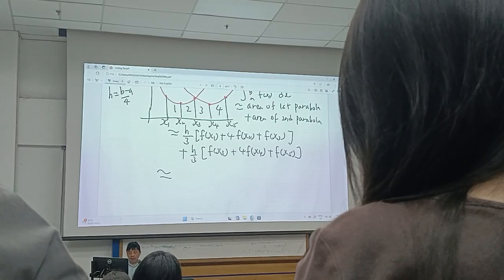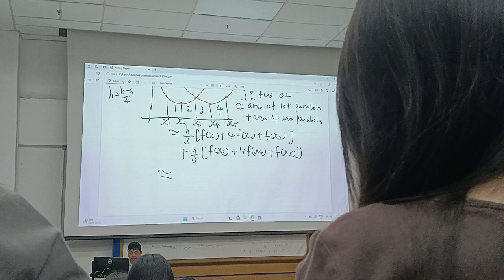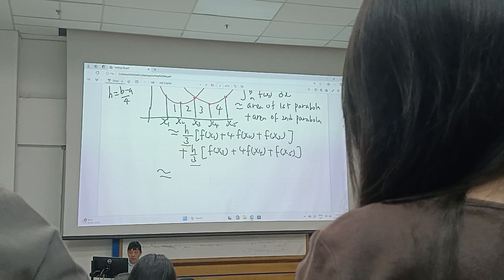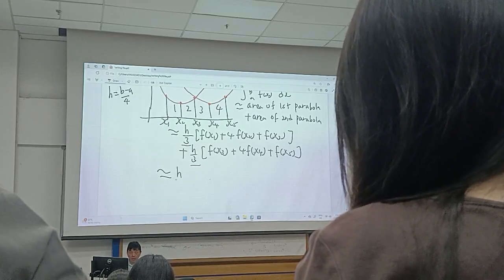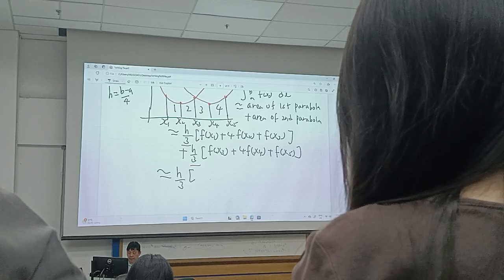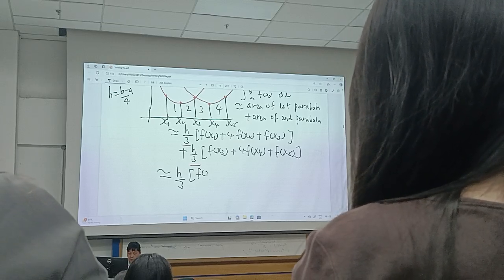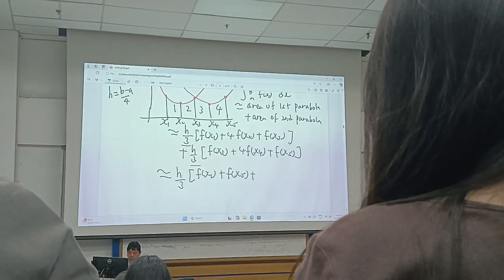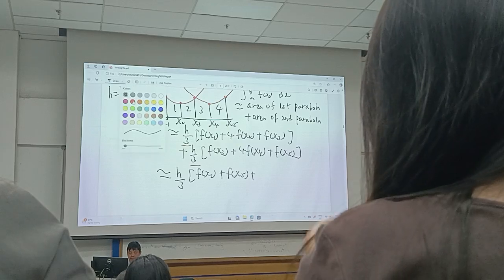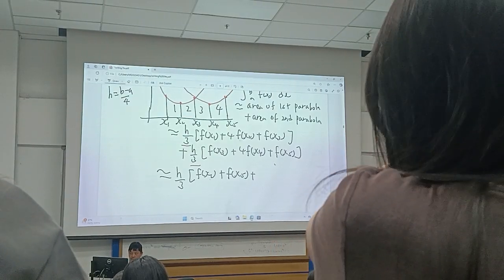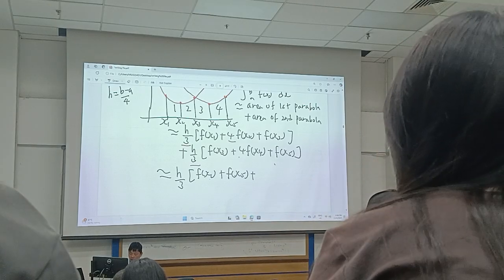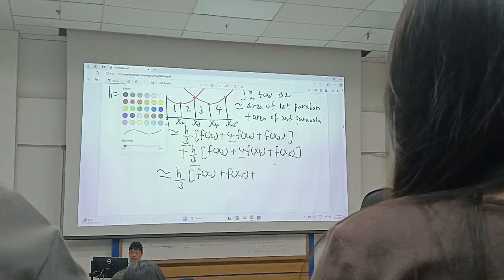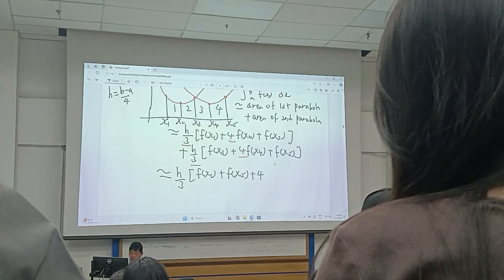Okay, we can simplify the formula here. It's h over 3, right? h over 3 a little. So which means we can factor out h over 3. Okay? And then take the first one plus the last one. Okay? And this f(x2) times 4, right? This also times 4. Both times 4, right? So which means we can factor out 4 from both of them. Factor out 4.